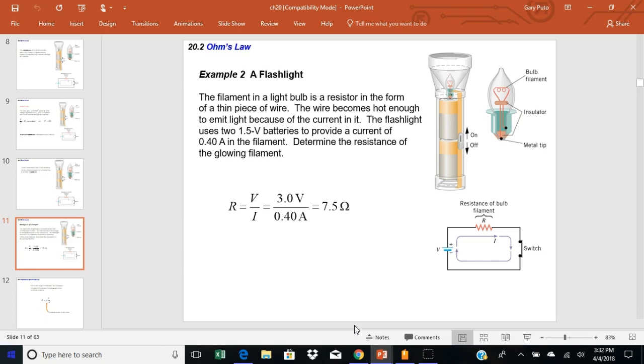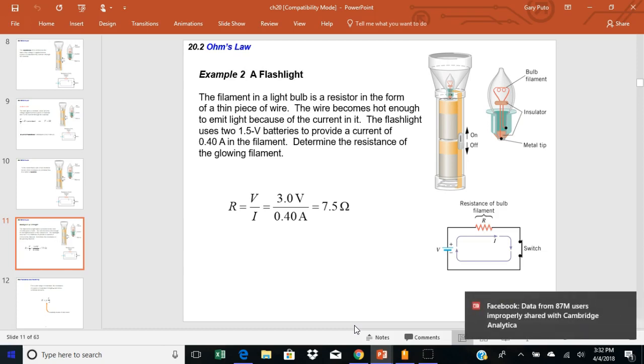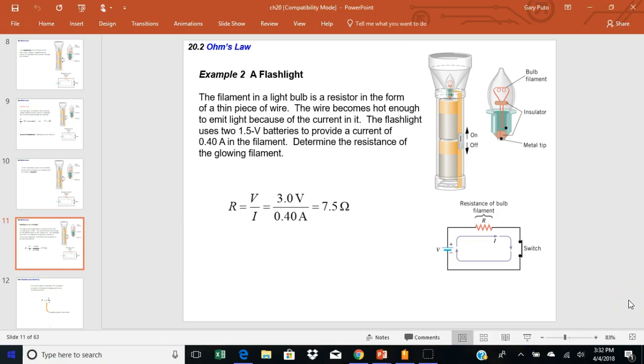Determine the resistance of the glowing filament. Note the electric circuit diagram. You've got a switch, a battery of two 1.5 volt batteries, and an energy-consuming device offering resistance, the bulb filament. So the resistance of the glowing filament is V divided by I: 3 volts divided by 0.4 amps, or 7.5 ohms.